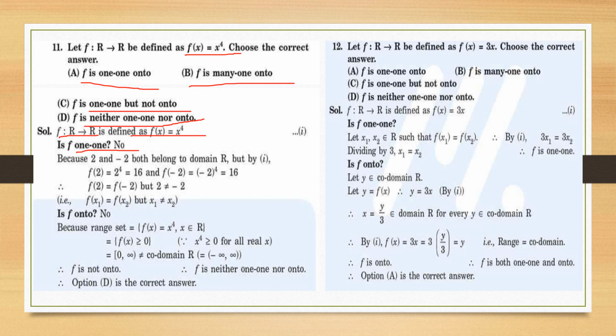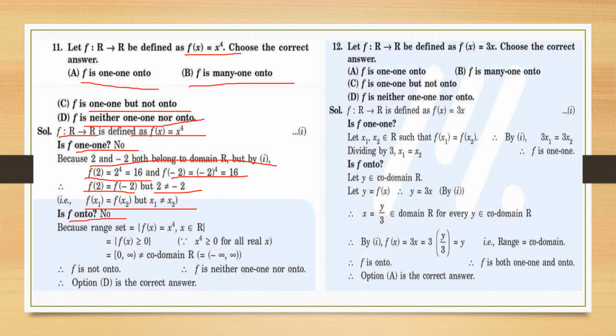You have seen the f(x) = x^2 case, right? So see, as 2 and −2 both belong to real numbers, the domain. So f(2) is 2 raised to power 4, that is 16. f(−2) is again 16. f(2) = f(−2), but 2 is not equal to −2. So again f(x1) = f(x2) but x1 is not equal to x2. So it is not one-one.